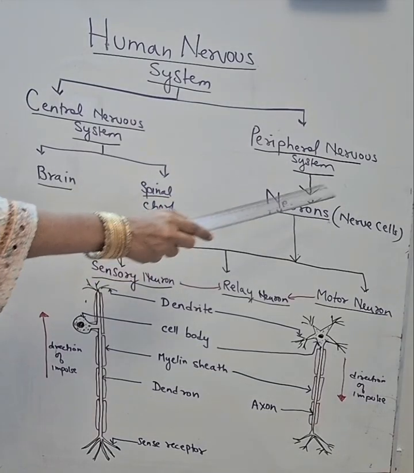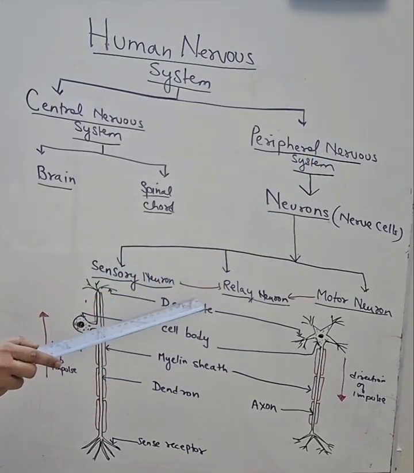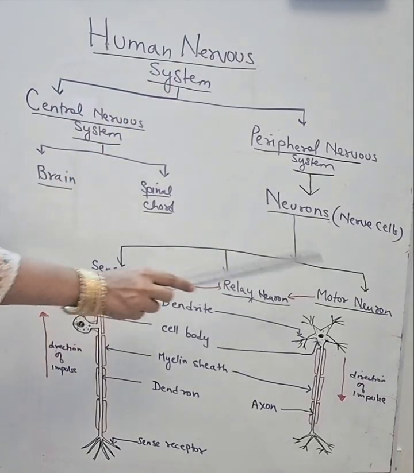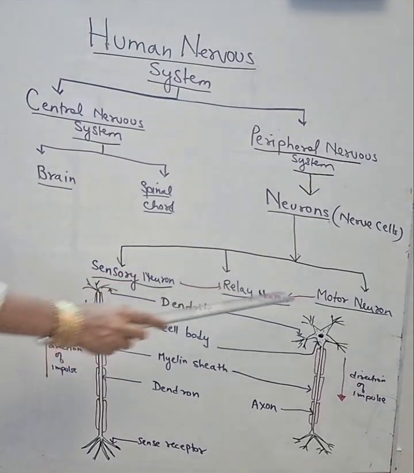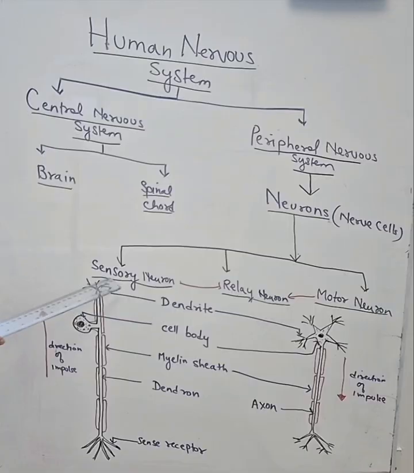Now, what are neurons? Neurons are nerve cells. There are three types of neurons present in the human nervous system: sensory neuron, relay neuron, and motor neuron.